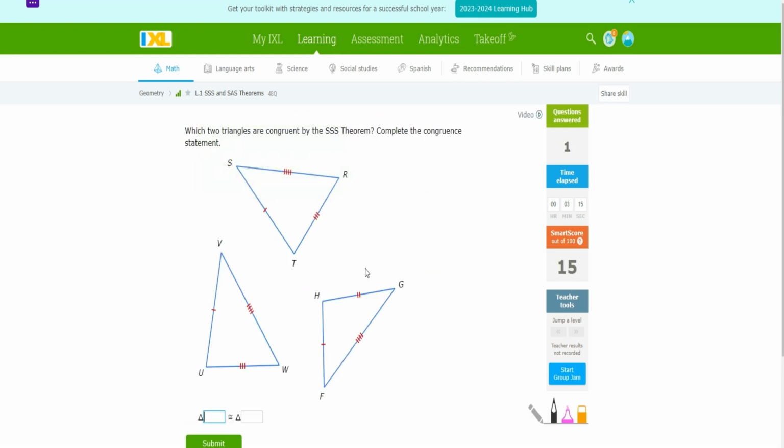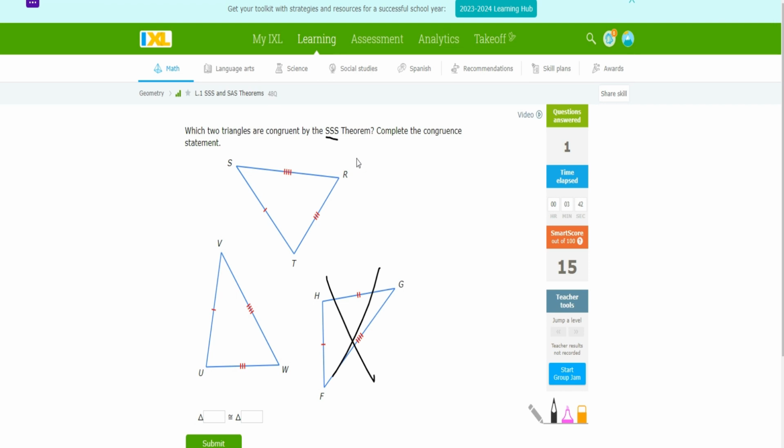Okay, so let me hit submit. It says awesome, I gained points. That's great. So let's take a look at this one. Which two triangles are congruent by the side, side, side theorem? Complete the congruent statement. Pay close attention to which triangles are congruent. Clearly this one isn't, so I'm using process of elimination. And now we're going to write a congruency statement.